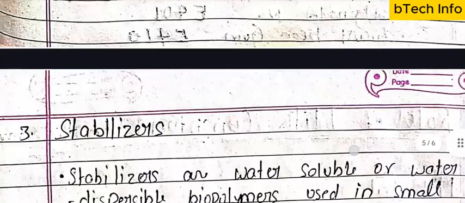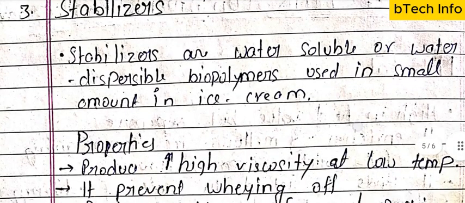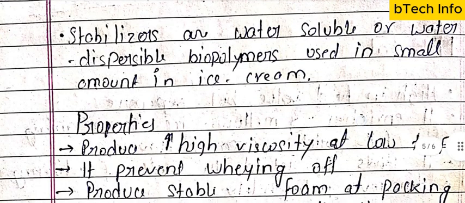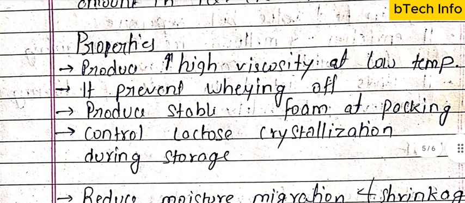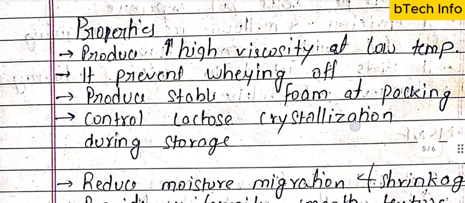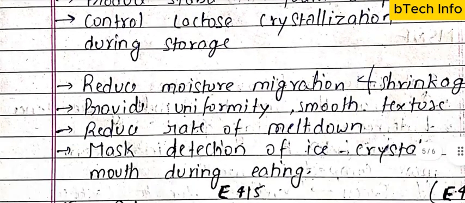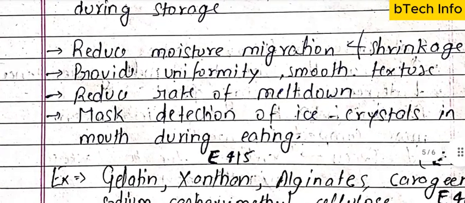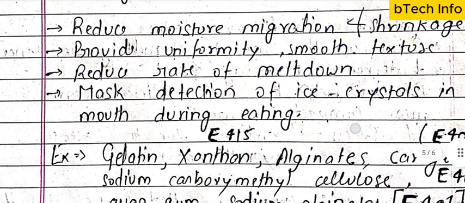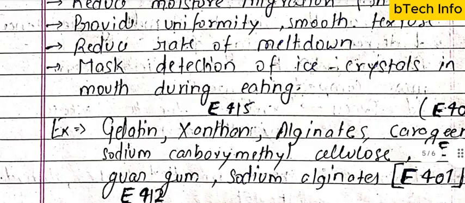Now the third one is stabilizers. Stabilizers are water-soluble or water-dispersible biopolymers used in small amounts in ice cream. The properties of stabilizers are that they produce high viscosity at low temperature, prevent whey off, produce stable foam at packing, and control lactose crystallization during storage. They reduce moisture migration and shrinkage, provide uniformity and smooth texture, reduce the rate of meltdown, and mask the detection of ice crystals in the mouth during eating.